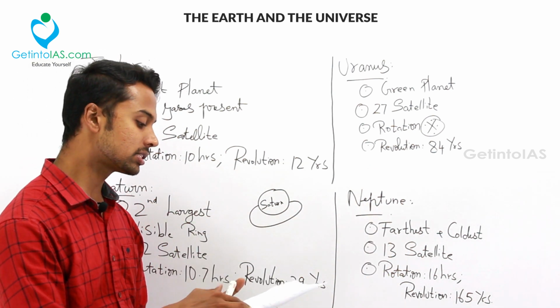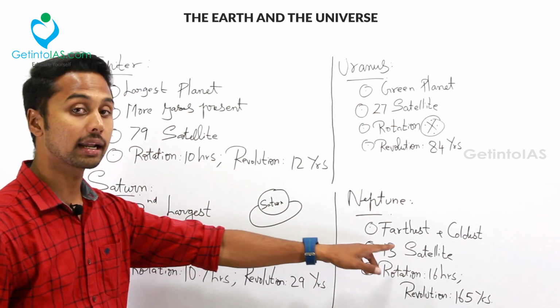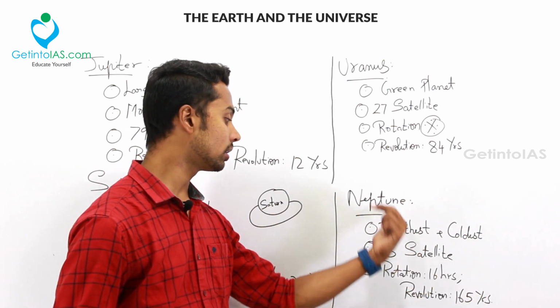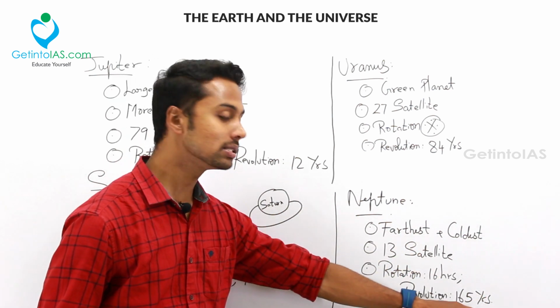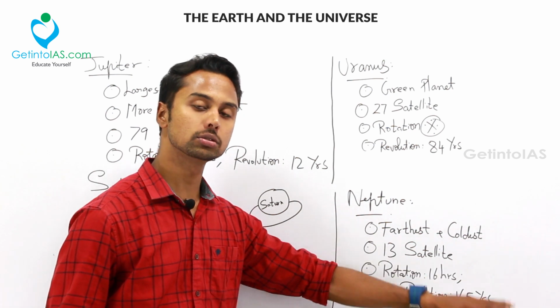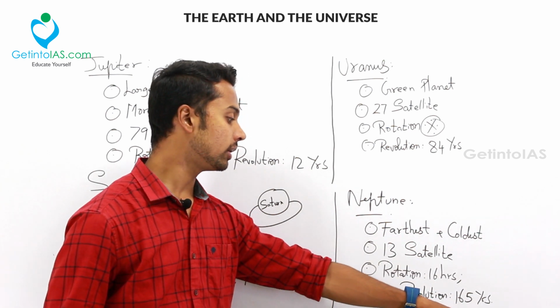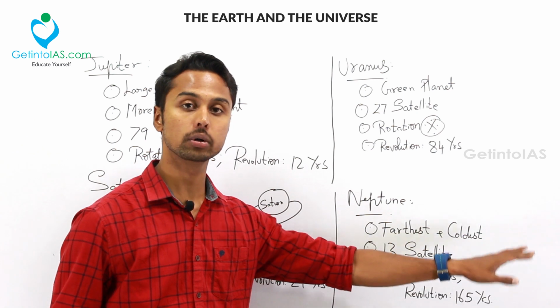So which is the largest of the 13? Triton. Triton is the largest satellite of Neptune. Its rotation takes 16 hours. Its revolution takes 165 years. Since it is so far from the Sun, it takes 165 years to revolve around the Sun.